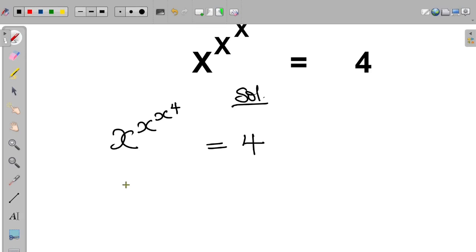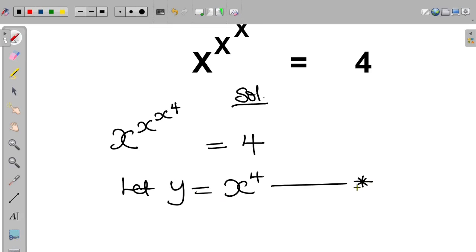So we say, let y be equal to x raised to the power of 4. Now, this is a very important substitution that will help us to simplify our calculation. So, at this point, this can be expressed as y equal to x raised to the power of 2, raised to the power of 2.